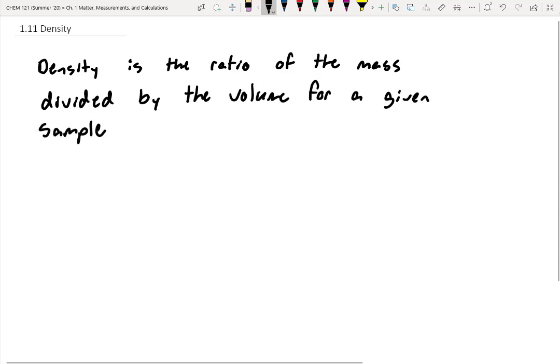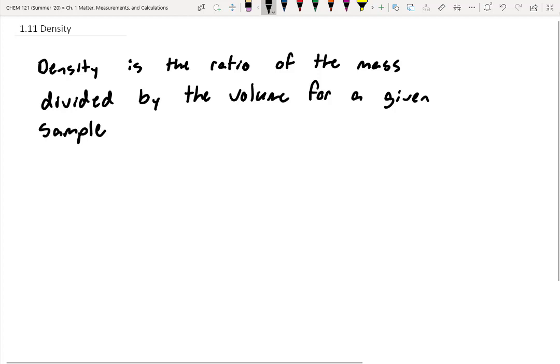So for example, if you have something that's really, really dense, something like lead, it has a large amount of mass for a relatively small volume, versus something like styrofoam, which really doesn't have very much mass for a given set of volume. So if you think about an equivalent size piece of lead versus an equivalent size piece of styrofoam, you can tell pretty easily the lead is going to be a lot more dense. It's going to have a lot more mass for a given amount of volume.